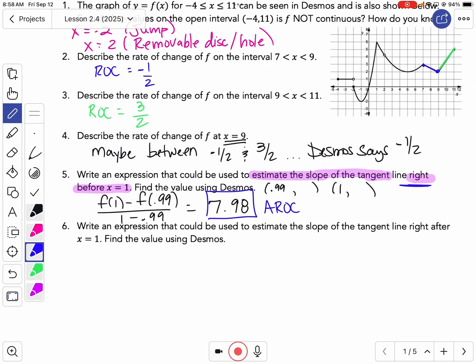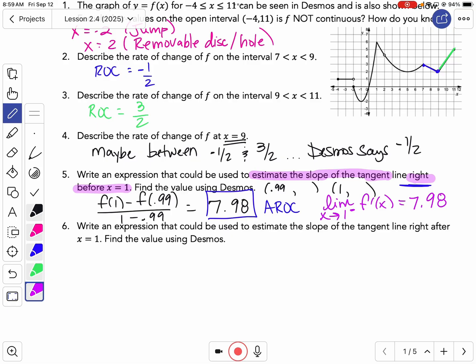All right, so if we're estimating that slope coming in from the right, that's a limit. Okay, so we're taking the limit as x approaches 1. Sorry, that was coming from the left. Rate of change means I'm doing the derivative. And we got that was about 7.98. Right? So that's what we did there. We did a limit. All right?